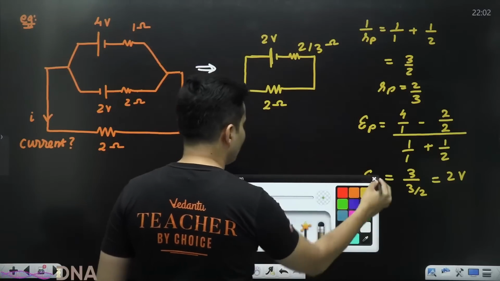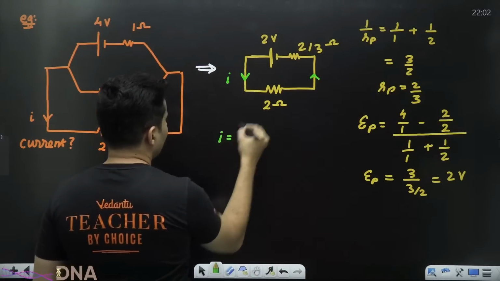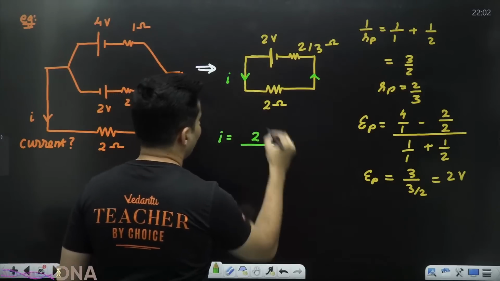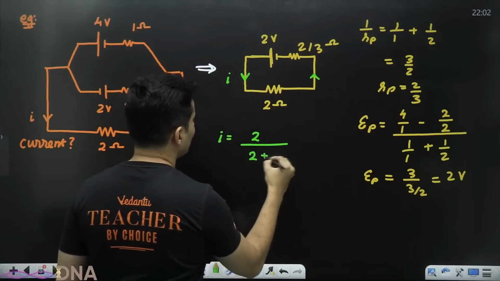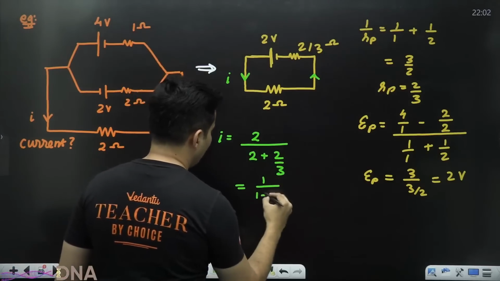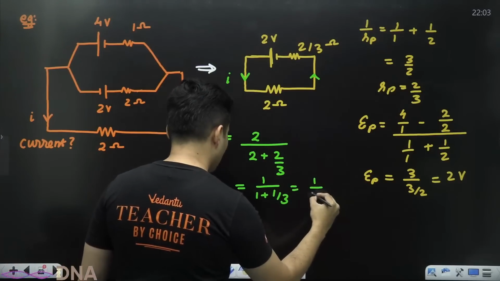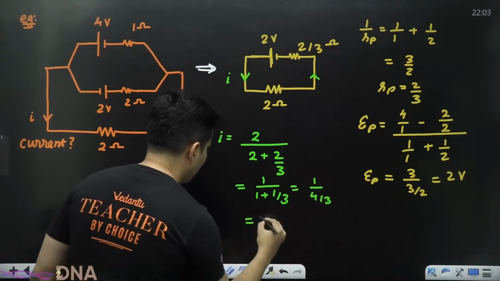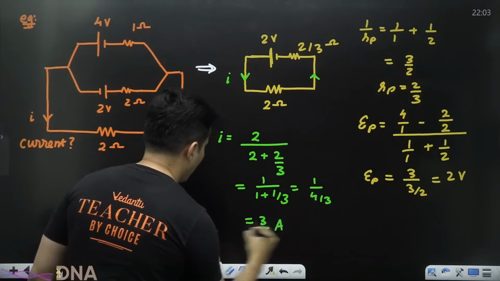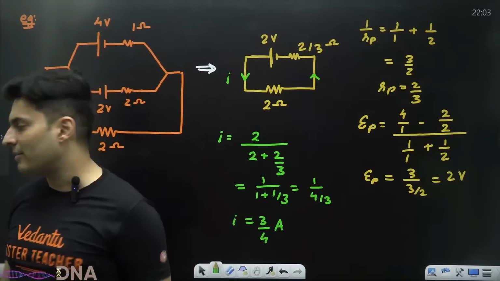Now finding the current is a cakewalk. This current will be the voltage divided by the total resistance, which is 2 plus 2 by 3. 2 cancels, so 1 by 1 plus 1 by 3, which is 4 by 3. So therefore it will be 3 by 4 amperes. The current is 3 by 4 amperes or 0.75 amperes.